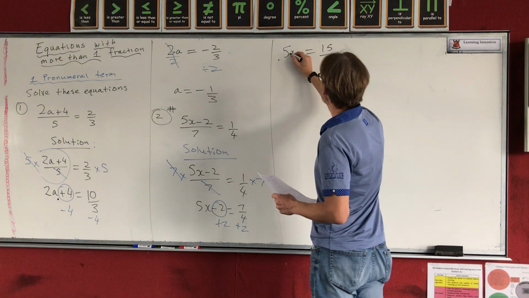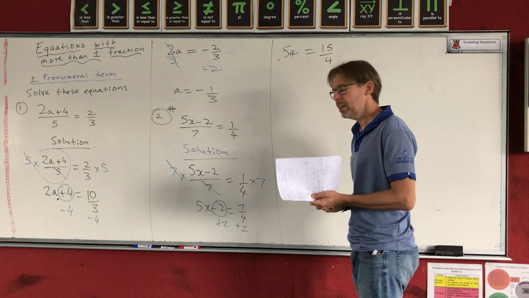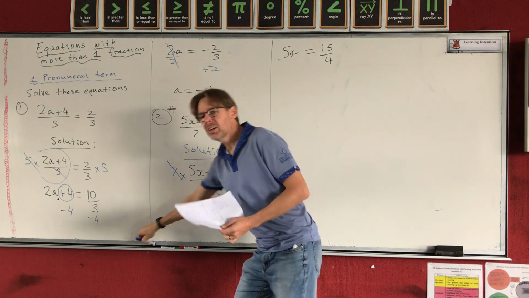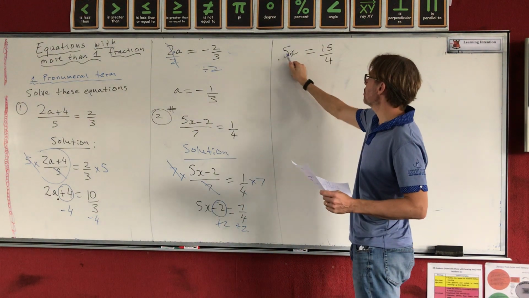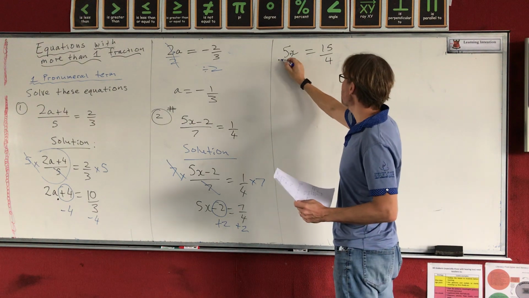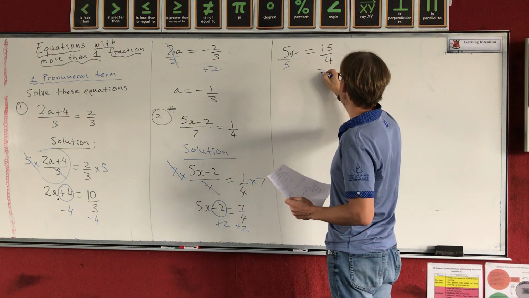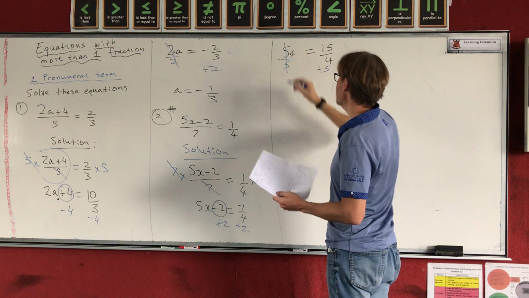Now, what's next? Well, I want to get the x by itself. Notice there is a times sign between the x and the 5. Do the opposite, divide by 5. Divide by 5. The 5's cancel.